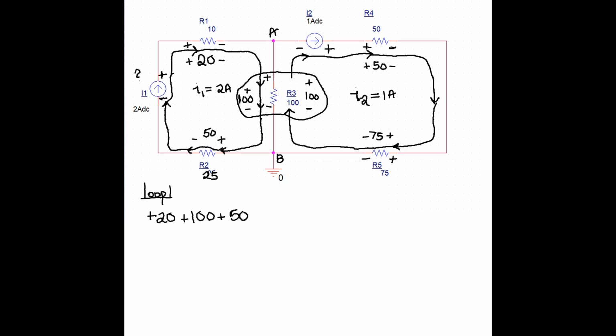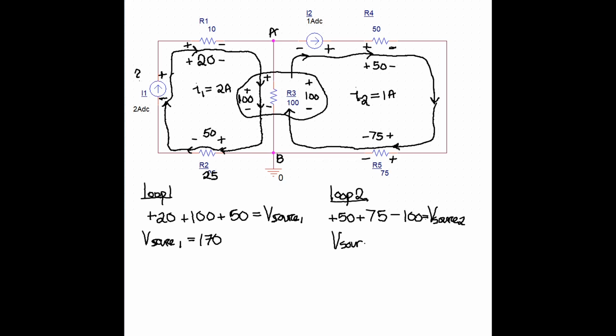Now we can find the voltage drop across each current source. So for loop 1 we have 20 volts plus 100 plus 50 will give us the voltage drop across our current source 1. And from loop 2 we have 50 volts plus 75 volts minus 100 will give us the voltage drop across our second current source. That's pretty much it for this problem.